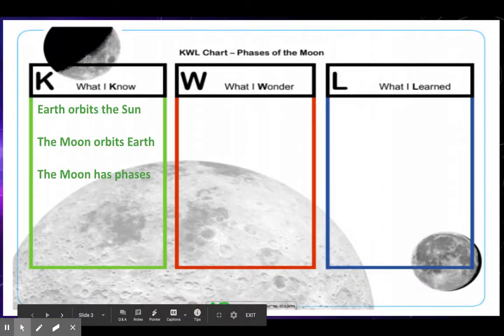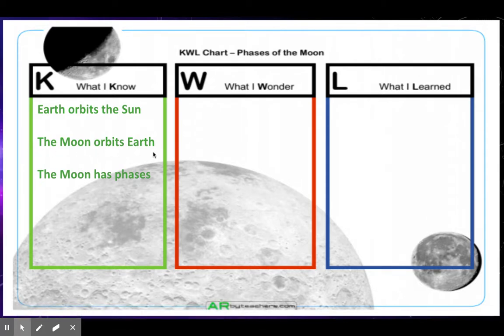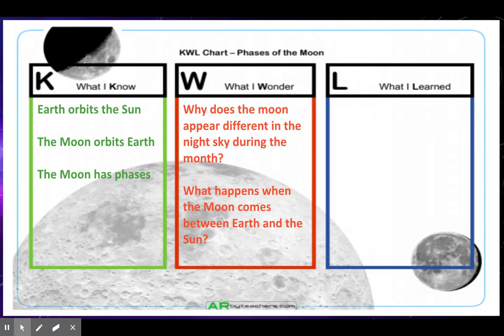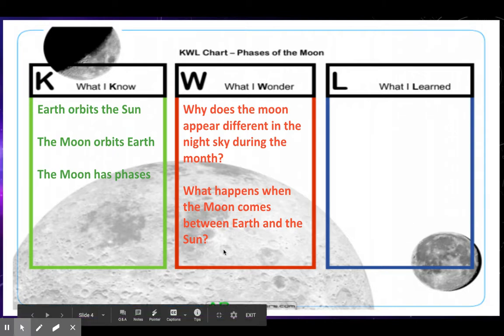All right, so a KWL chart. Most of these things we do know because we have been studying them for a week. But what orbits the sun? I think we know that. The moon orbits Earth. Remember, this is what I know. The Earth orbits the sun. The moon orbits Earth. And the moon has phases. What I wonder: why does the moon appear different in the night sky during the month? And what happens when the moon comes between the Earth and the sun? We should know that one already.